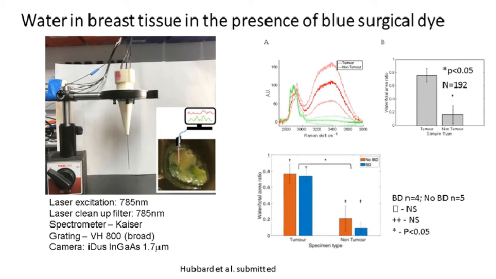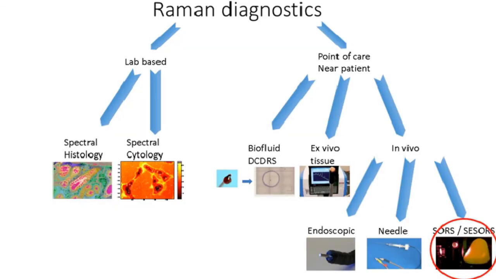water. In addition to that, he was also able to show that the presence of the blue dye, so the ones with high blue dye are the blue bars in the bottom, and the orange bars are those without blue dye. And you can see that the non-water effect between the tumour and non-tumour is still significantly different, even though the blue dye may or may not be present. So that's an important step forward to enable this to be used in intraoperative analysis of breast samples.